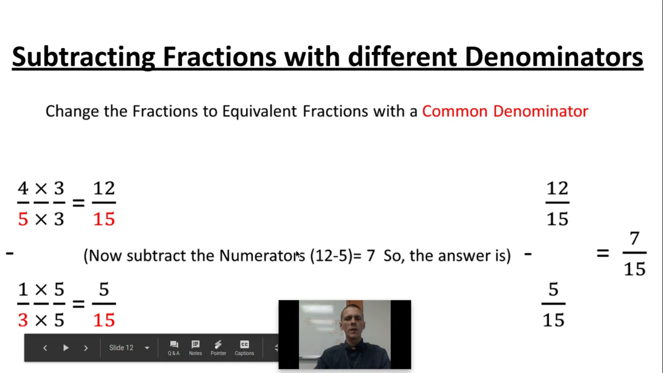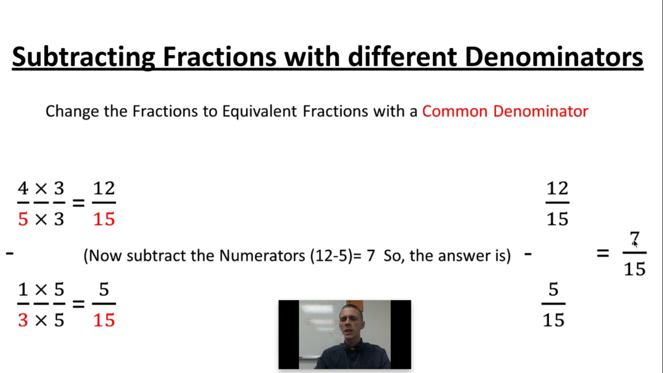So now you have two fractions that have the same denominator. So now we can subtract. What we're going to do is subtract the tops. 12 minus 5 is going to give us 7. Bring over your denominator, and your answer is 7 over 15.